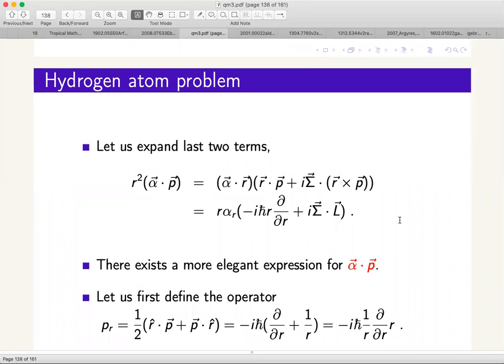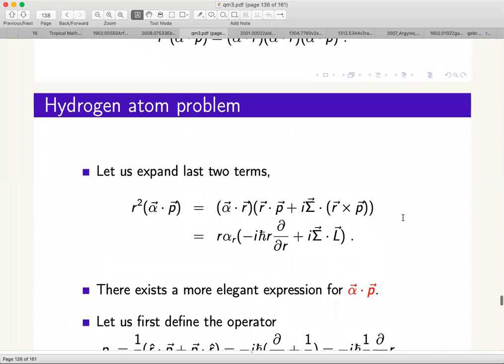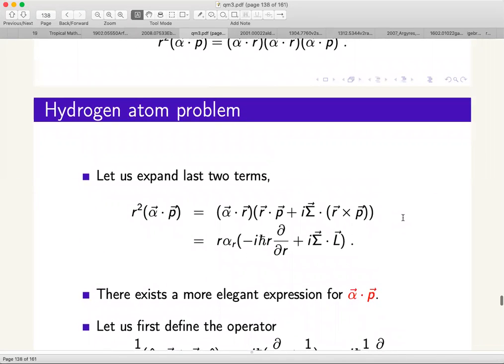Yes. I still don't see why this breaks. Alpha r is not dependent on r. If we use the same representation that we were using initially, we defined alpha as sigma in the off diagonal components. So if we write r dot alpha, it will be x alpha x plus y alpha y plus z alpha z. So in the off diagonal components, it becomes x sigma x plus y sigma y plus z sigma z. So how does it break?